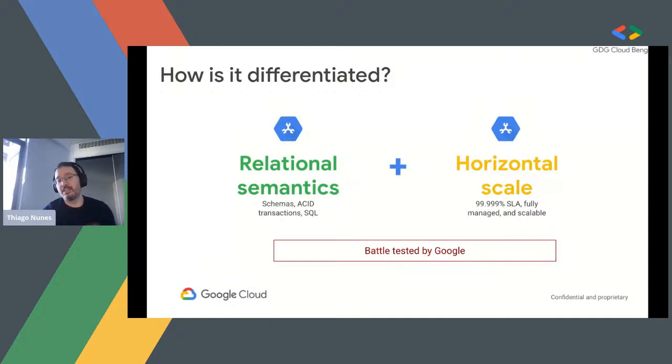Horizontal scalability is very important for Google. Google has some of the largest databases out there, and these databases are powered by Spanner. So you can definitely say that Spanner was battle tested by Google.